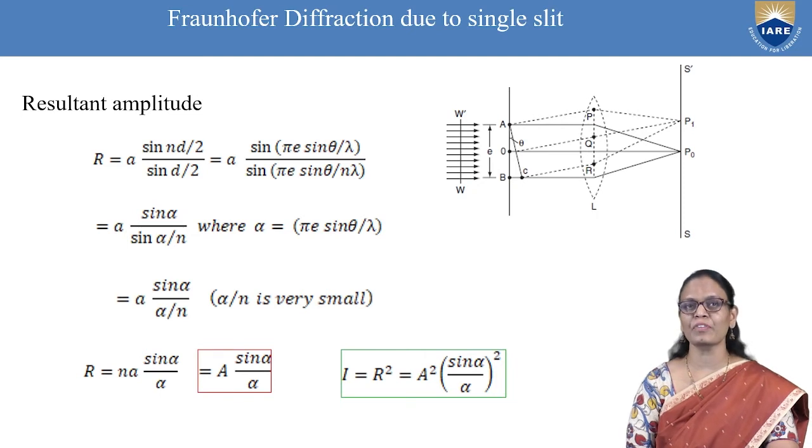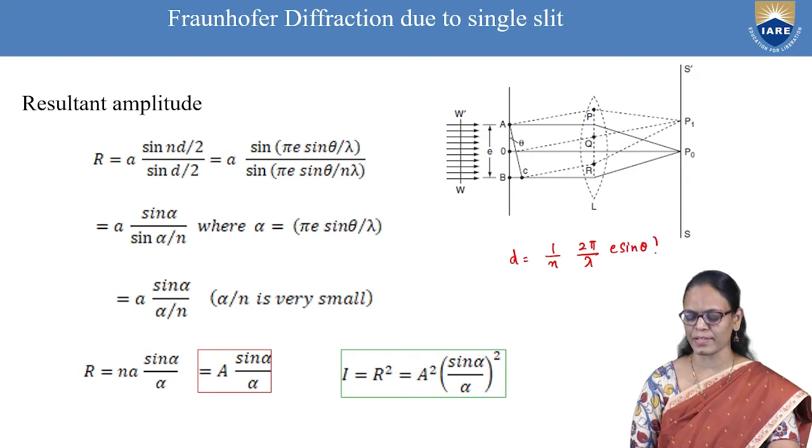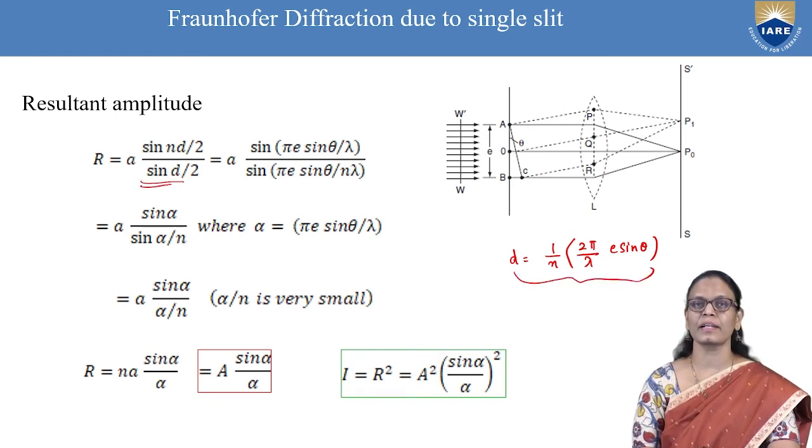The general formula we have for the resultant amplitude is R is equal to A into sine nδ by 2 upon sine δ by 2. So, what is our δ? What did we consider for δ? δ is equal to 1 by n into 2 pi by lambda into e sine theta. This we have considered as δ. Now the formula is A into sine nδ by 2 upon sine δ by 2. So let us substitute this value of δ in the resultant amplitude.